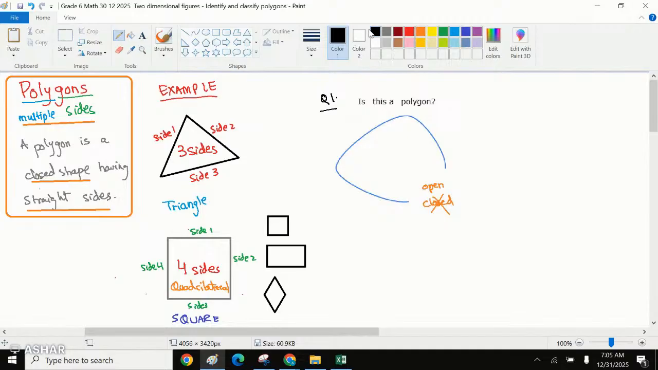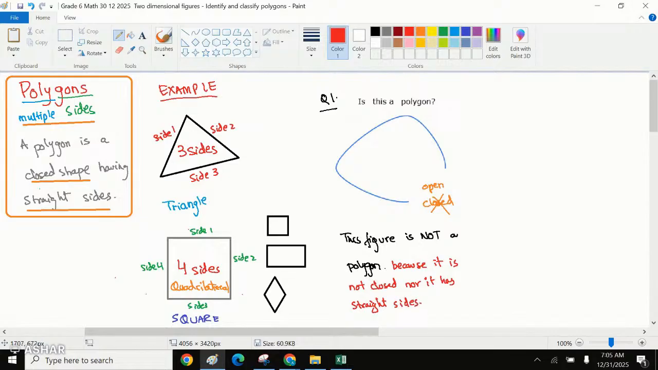So what can we say? This shape, or this figure, is not a polygon. Why is it not a polygon? Because it is not closed, right? It's not closed. Nor, meaning neither this nor this, does it have straight sides. It doesn't have straight sides, and neither does it have a closed shape. So we would say this is not a polygon.